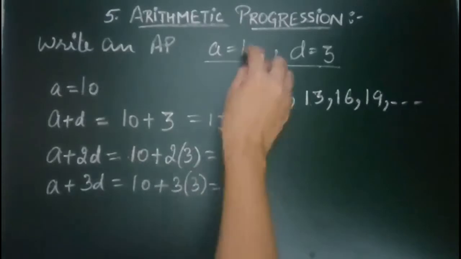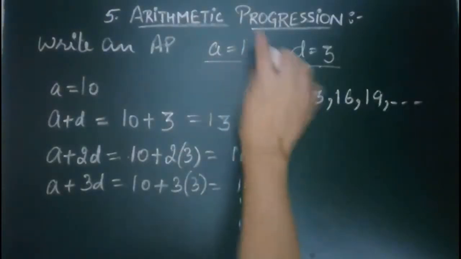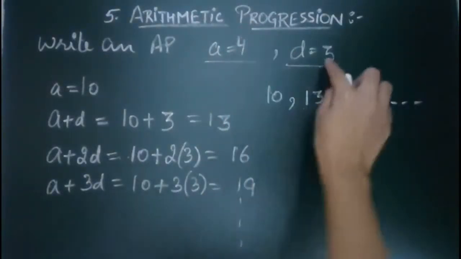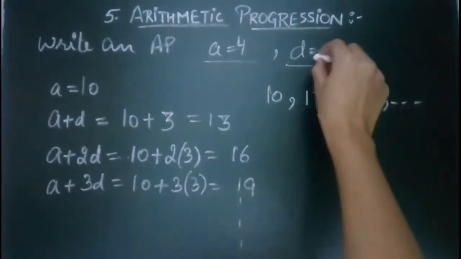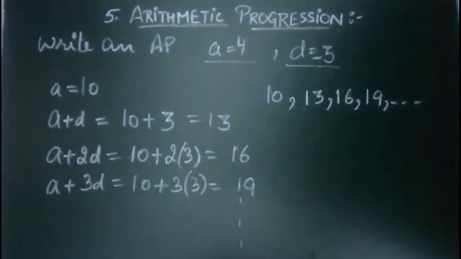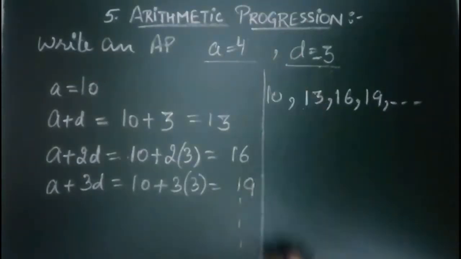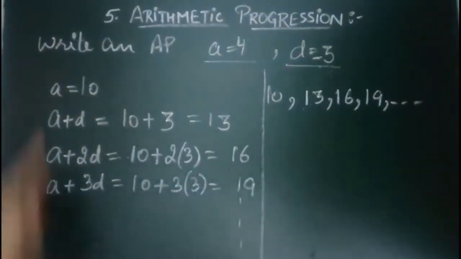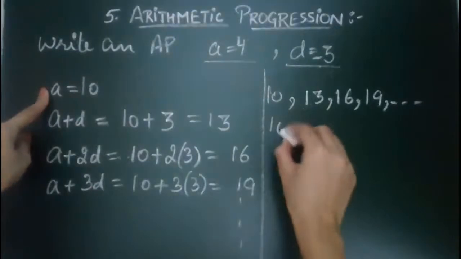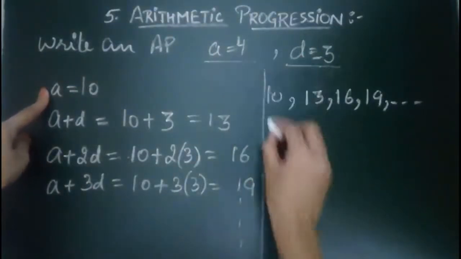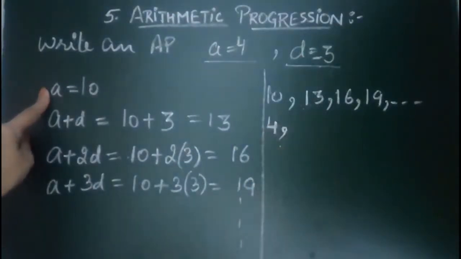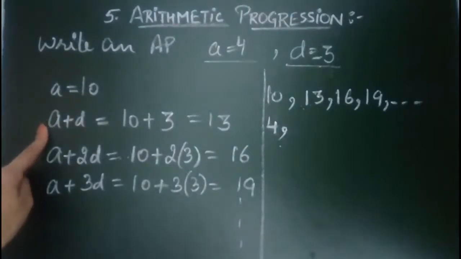So now if the first term is 4 and the common difference is minus 3, if the common difference is negative, we can do it in the same way. The first term will be 4 because we are given the first term as 4. The second term will be A plus D.